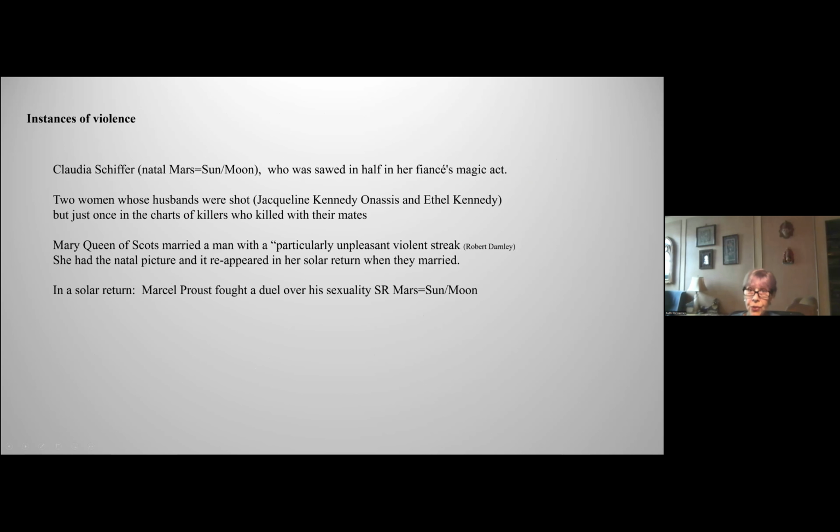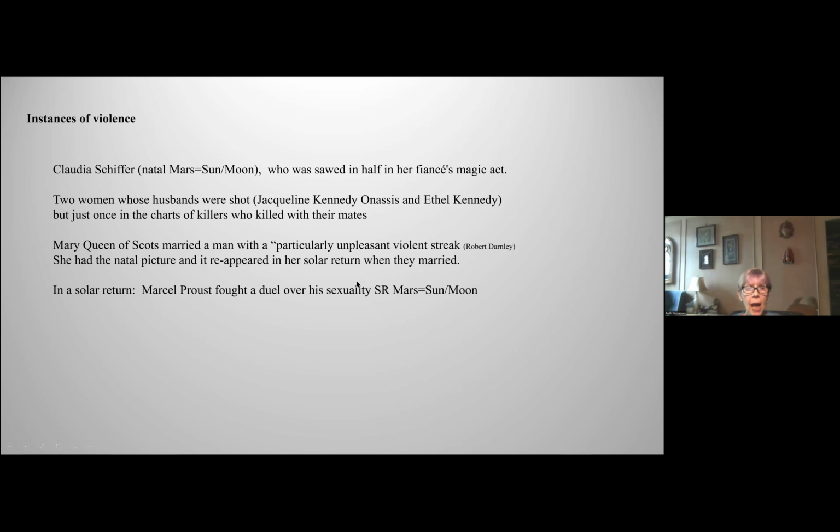But there are instances of violence. Some of them are a little weird, like Claudia Schiffer was sawed in half by her fiance's magic act. And two women whose husbands were shot, Jacqueline Kennedy Onassis and Ethel Kennedy, had Mars equals Sun Moon. But it was just once in the charts of the killers who killed their mates. I don't quite understand that, whether it was on their Sun Moon midpoint or not.